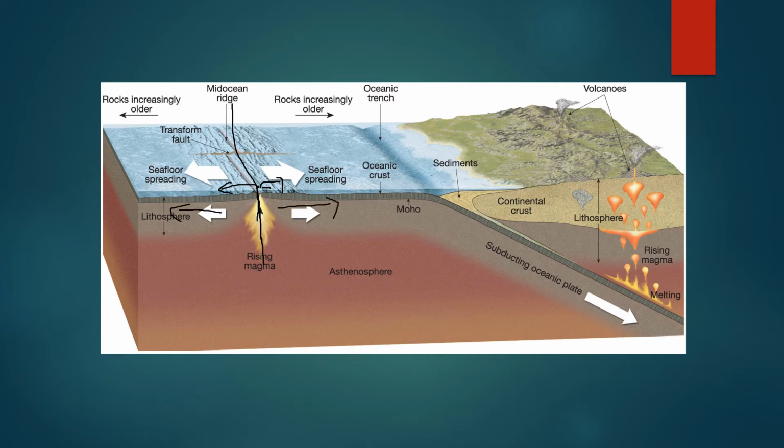Now, it's going to come in contact eventually with another plate. Here you have a continental plate. Anytime you have an oceanic plate come in contact with a continental plate, you will always have this oceanic trench because this plate will subduct. It will always go underneath continental crust. Always, always, always. Why is that? Because oceanic crust is denser, it's heavier. It will always subduct. Continental crust is older, buoyant.